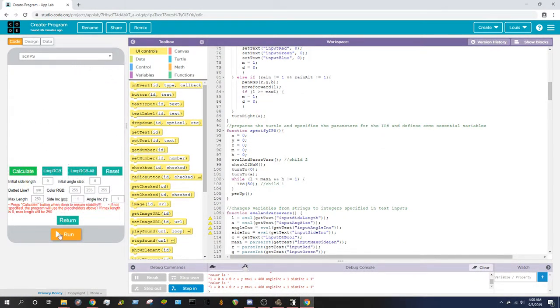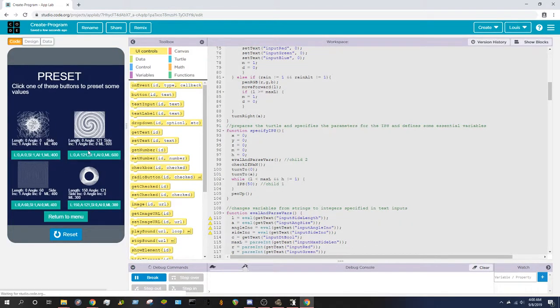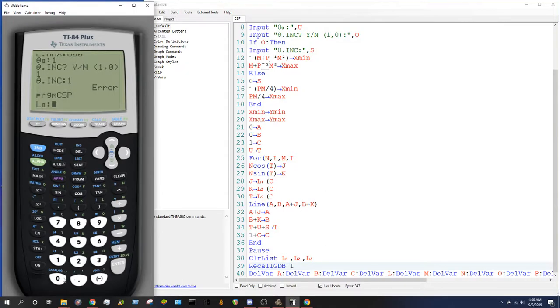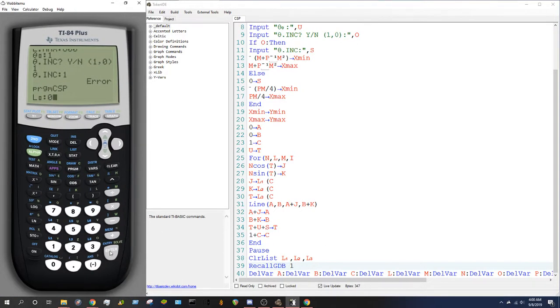Let's just run it and then presets. So this one, I want to start with this one. So length 0, angle 1 to 1, side increase 1, angle increase 0. So length is 0, increases 1, maximum is 600, theta is 1 to 1, and it increases 0. See if that works. It should work. I don't know why it wouldn't, but it should work.